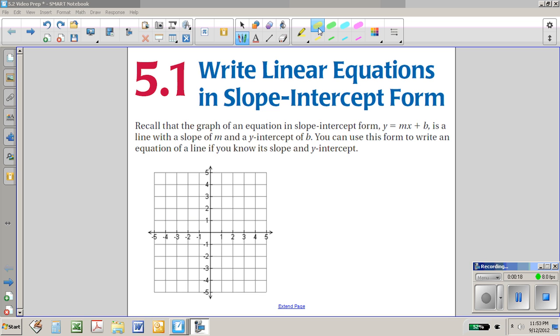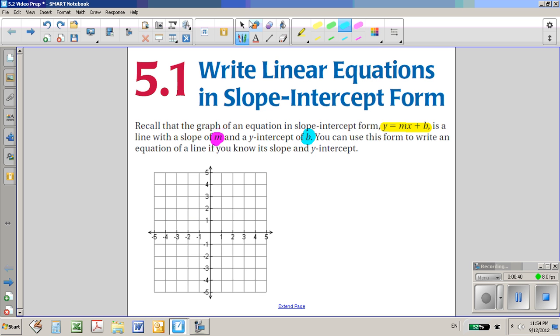So it says, recall that the graph of an equation in slope-intercept form, y equals mx plus b, so that's very important, that's the form, is a line with a slope of m, so this is our slope, and a y-intercept of b. So our y-intercept is b. You can use this form to write an equation of a line if you know its slope and the y-intercept.